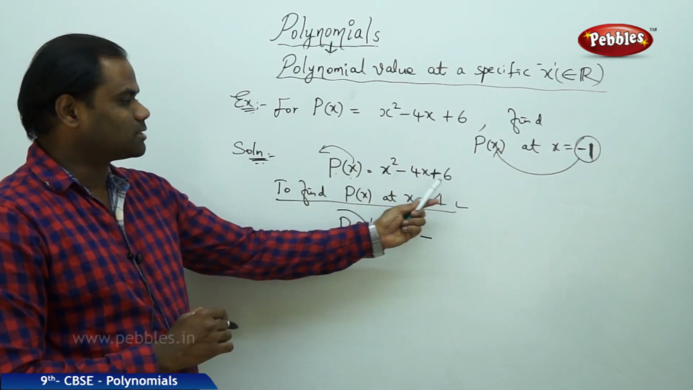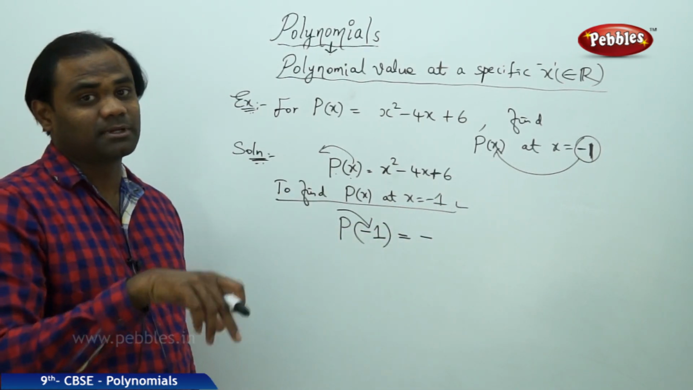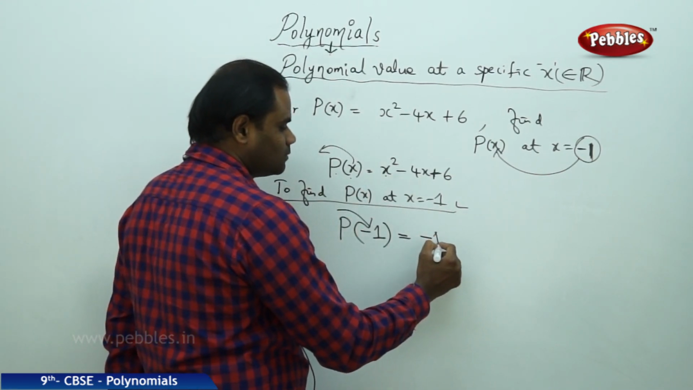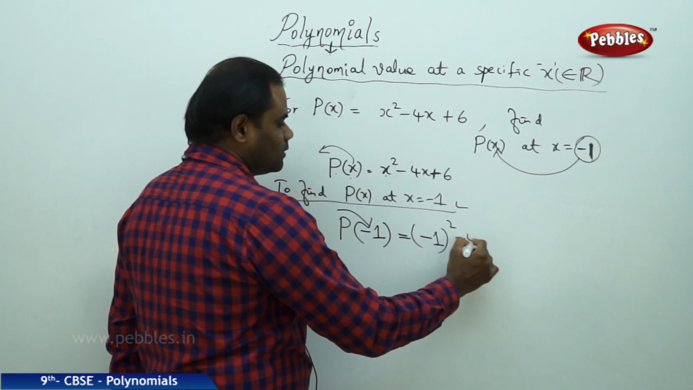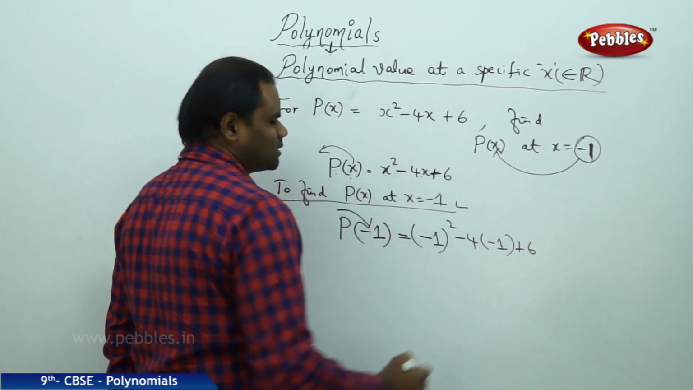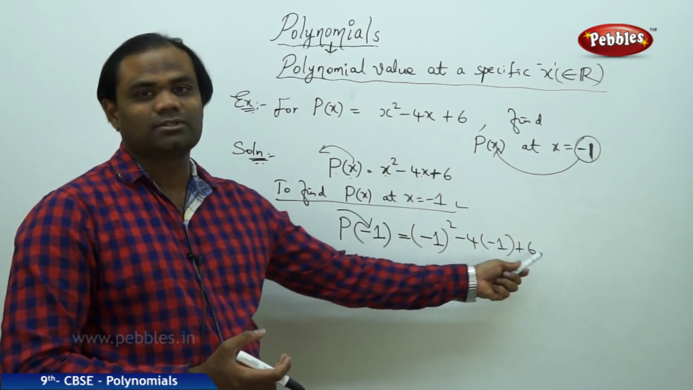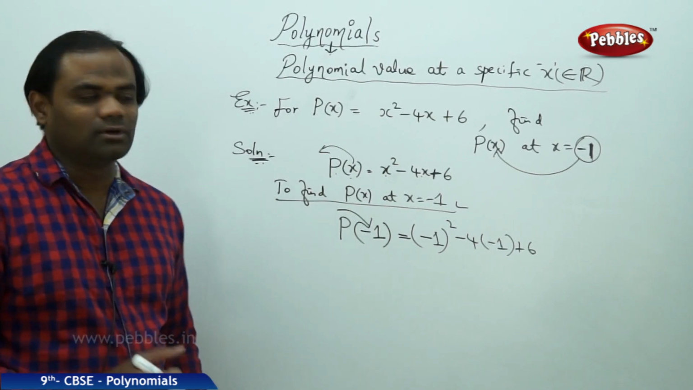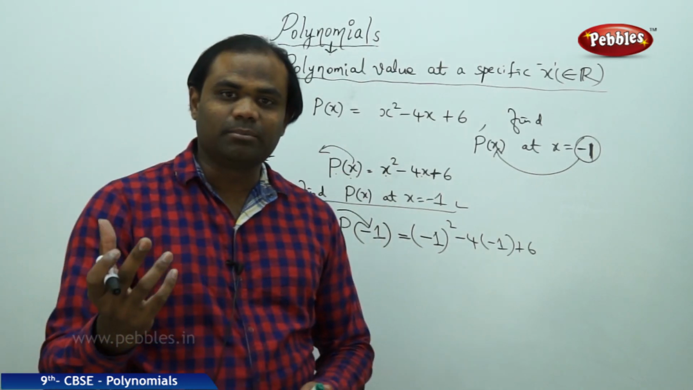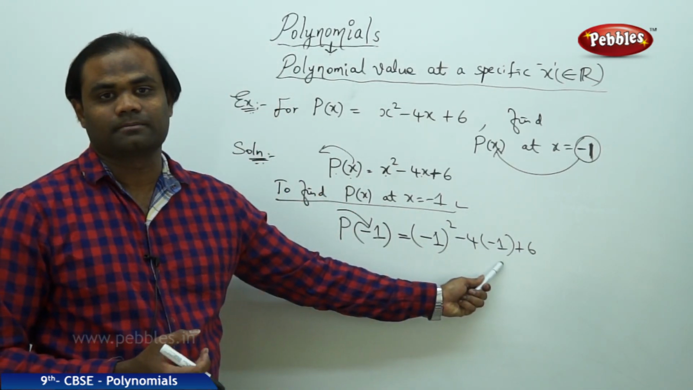Similarly, each x is moved out on the right side and each minus 1 is moved in at the respective places. Therefore, at x, I get minus 1 whole square. At x here, I get minus 1 and plus 6. So each of the x is being replaced with each minus 1 equally on the right, because it is being replaced with minus 1 on the left side. I equally replace on the right hand side, is how I understand this property.